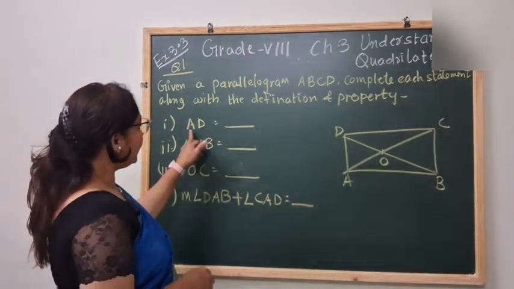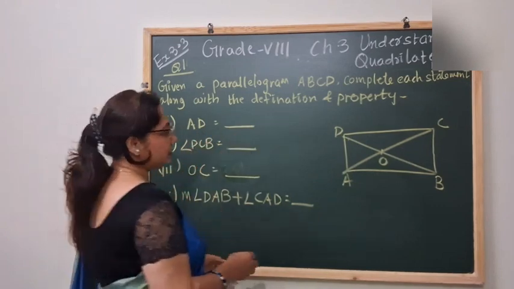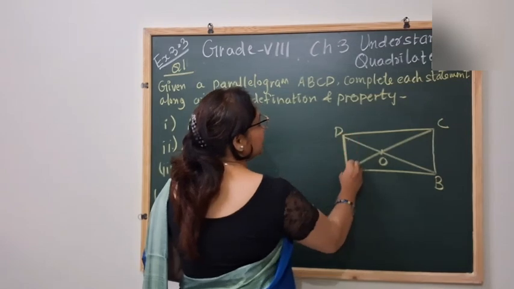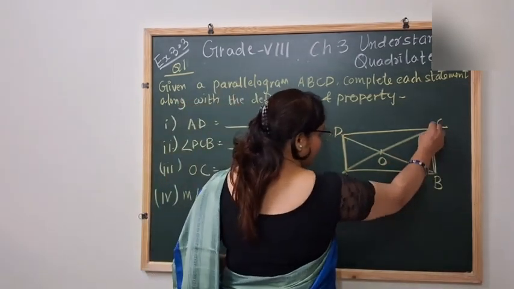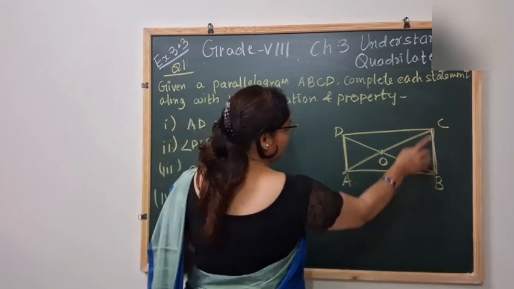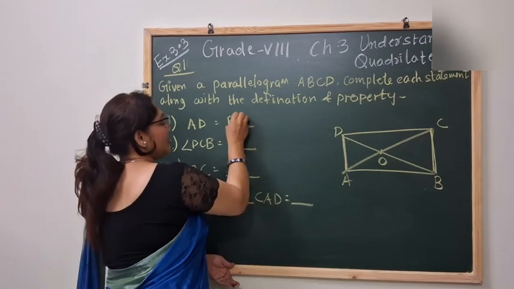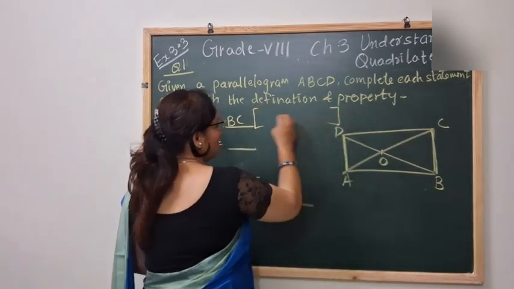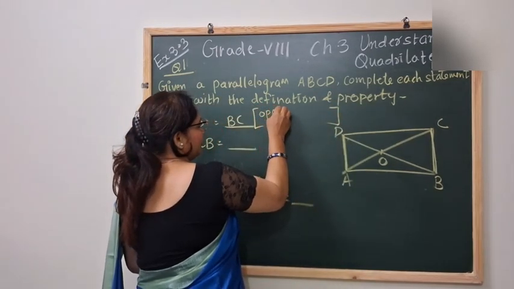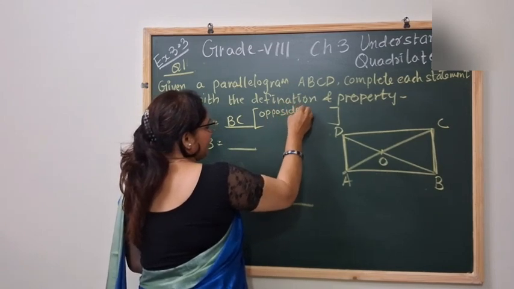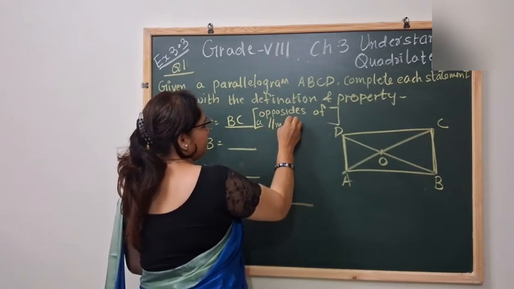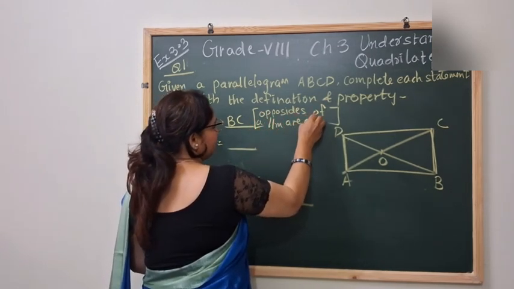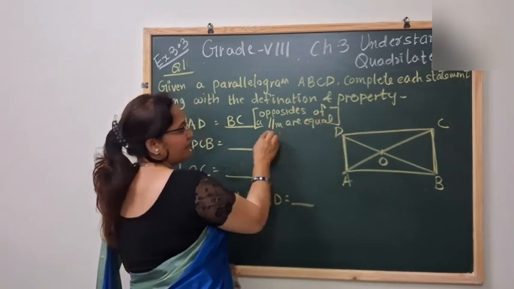Okay, so first they are asking, AD is equal to what here? Now what is AD? AD is one of the sides, and opposite sides in a parallelogram are equal. So can I say AD is equal to BC? Please mention the reason also. Opposite sides of a parallelogram are equal. This is the short form of parallelogram.